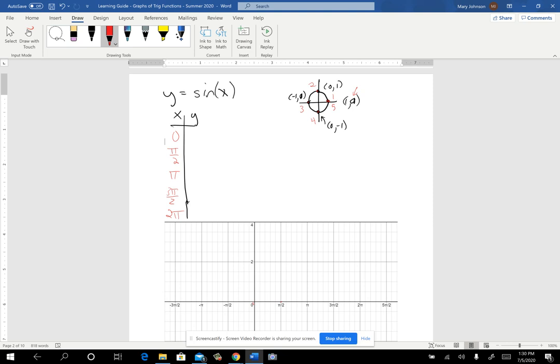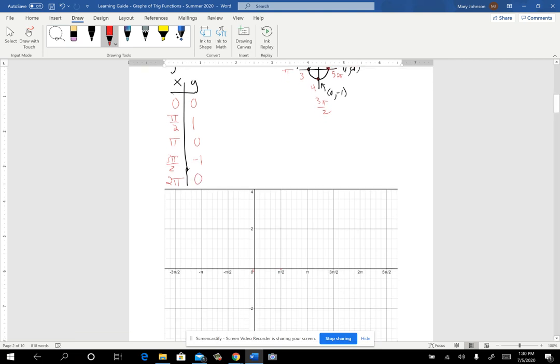So when you're at 0, the value of the sine is 0, because that's the y-coordinate at 0 radians. When you're at pi over 2, so pi over 2 is up here. This is pi, this is 3 pi over 2, and then this spot is both 0 and 2 pi. So when you're at pi over 2, the value of the sine is 1. When you're at pi, the value of the sine is 0. At 3 pi over 2, the sine is -1, and then at 2 pi, the sine is 0 again. So we're going to plot those 5 key points.